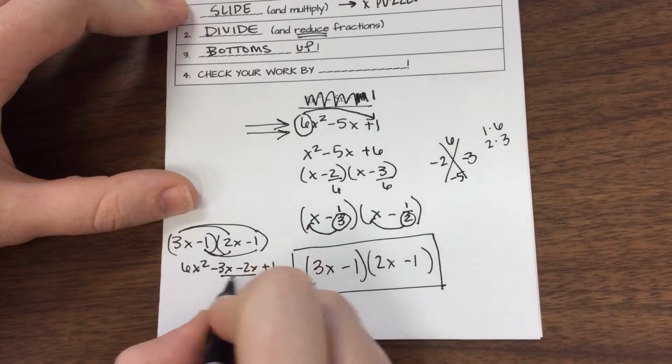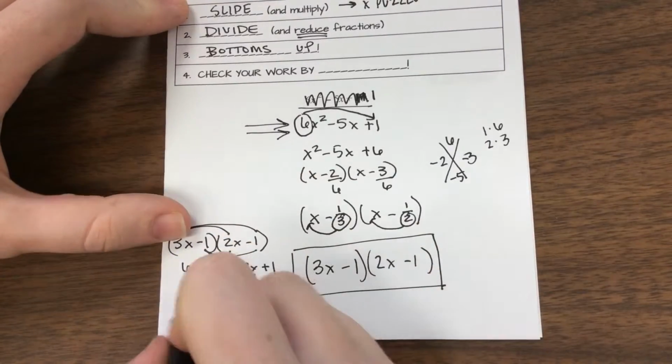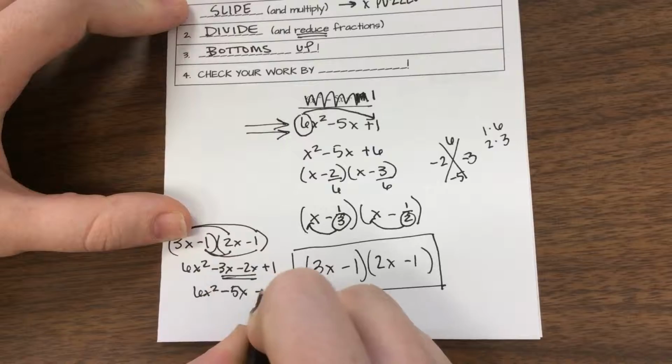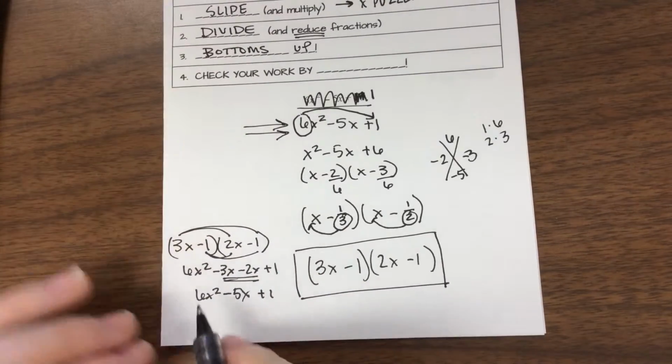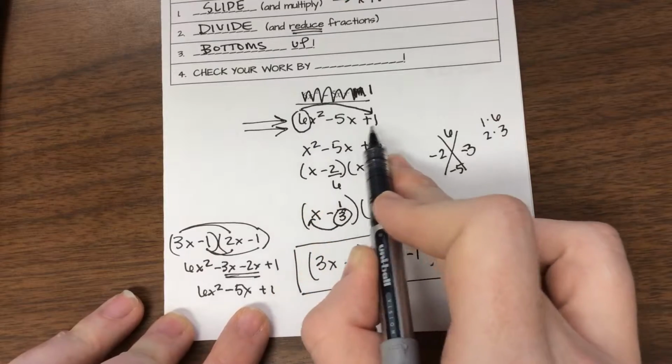Then you can combine your x's. A negative 3x and a negative 2x is a negative 5x. And we have that 6x squared and that plus 1. Okay, 6x squared minus 5x plus 1 is what we started with, 6x squared minus 5x plus 1.